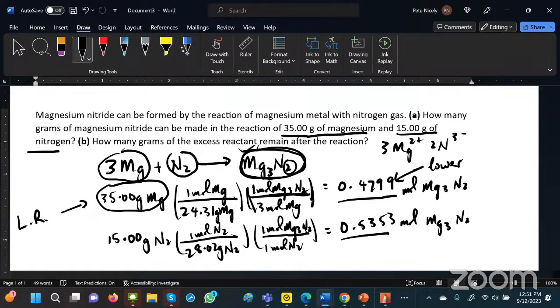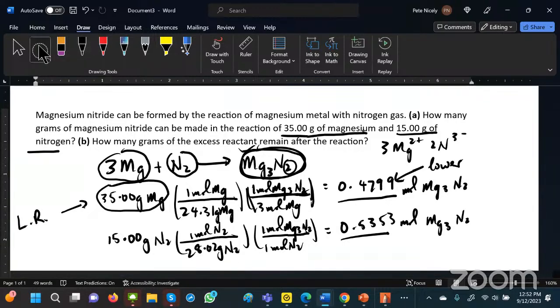Okay, so let's move on now to the B part. The B part says how many grams of the excess reactant remains after the reaction. Since we identified which reactant is limiting, that means that the other reactant is in excess, right? So what the question is asking for is how much of the excess reactant remains. So what we have to do first is to find out how much of the excess reactant reacted, right? So how do we do that?